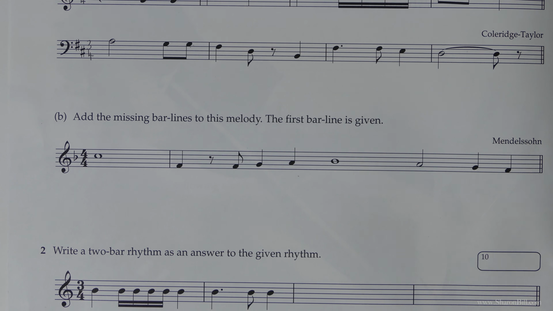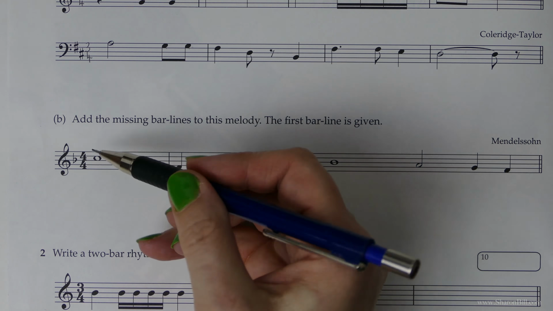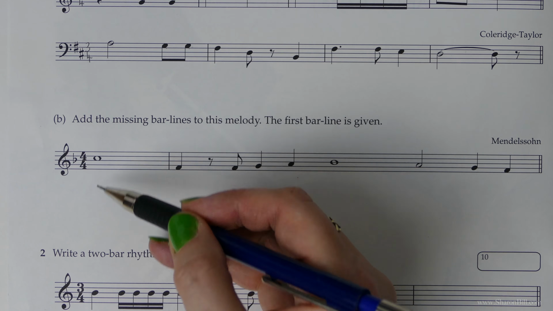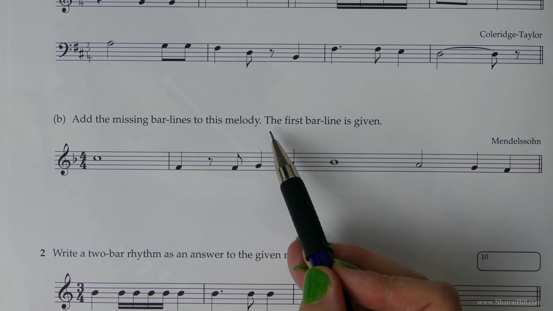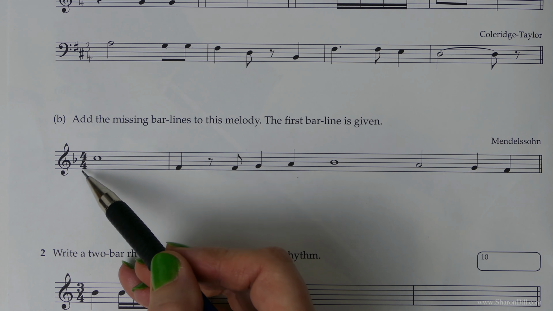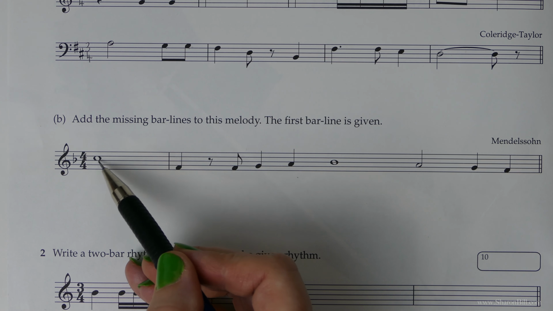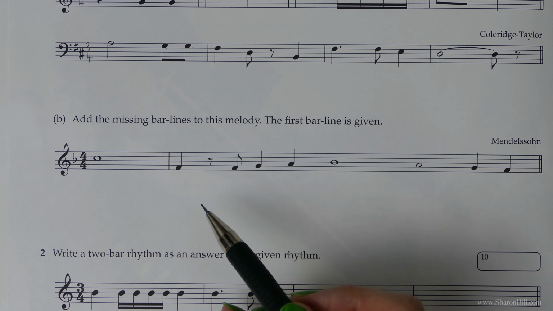The second part of that question asks us to add missing bar lines to this melody. So here the time signature is given and we've got to add bar lines. And very generously they've given us the first bar line. So there should be 4 crotchet beats in a bar, so it's just checking that you know your note values. That's worth 4 beats, bar line.